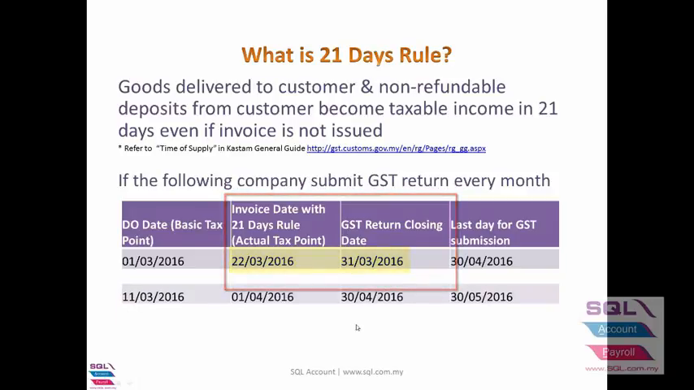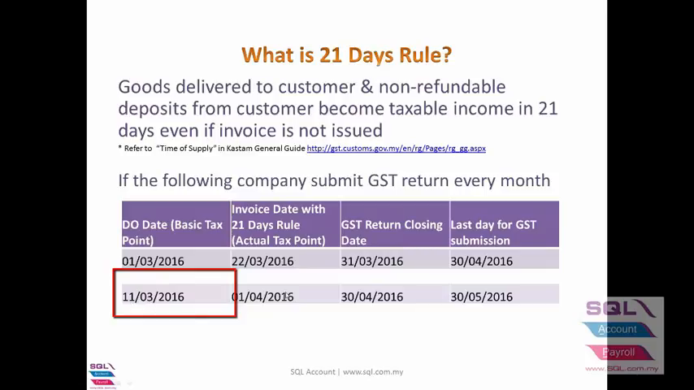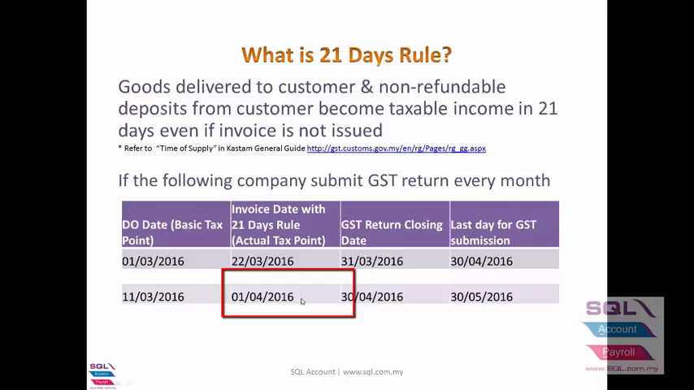The second scenario is also simple and straightforward. DO is issued on the 11th of March and therefore 21 days exact will be 1st of April, invoice is issued. Invoice in April, GST return also will be in April.